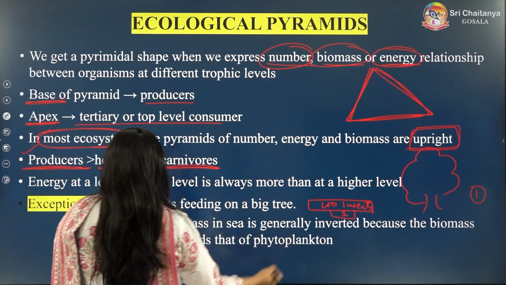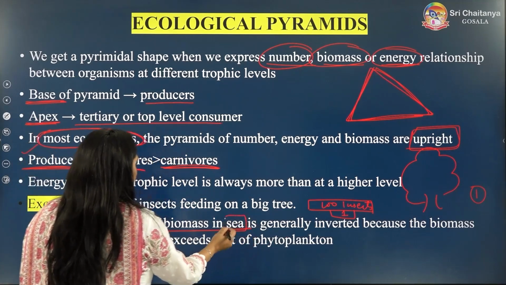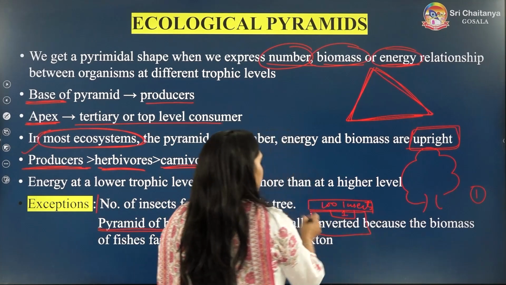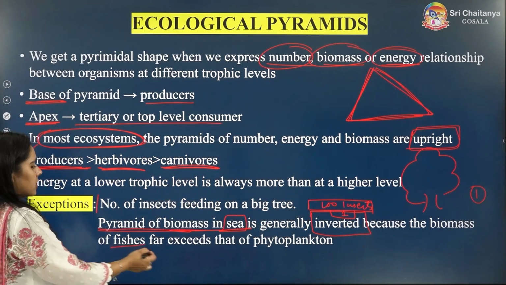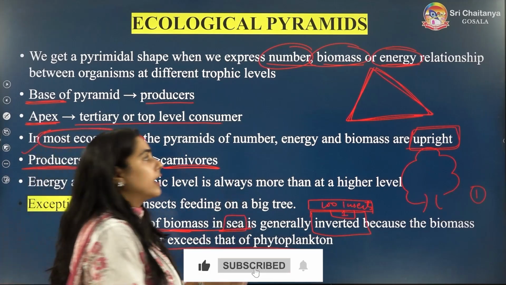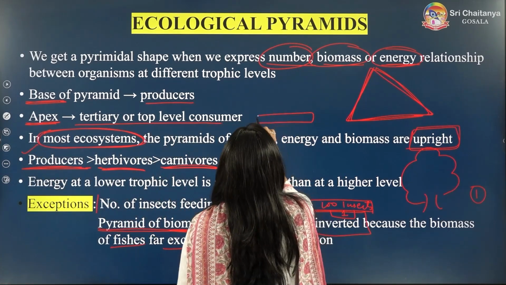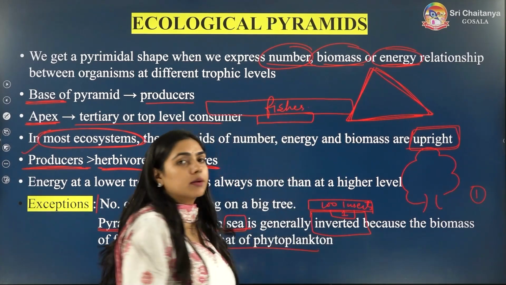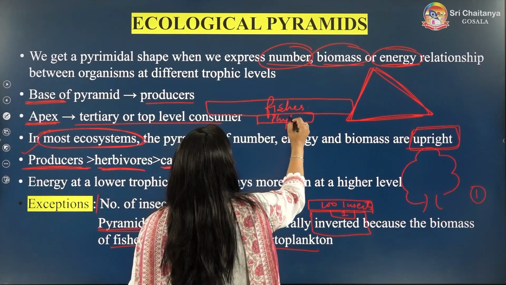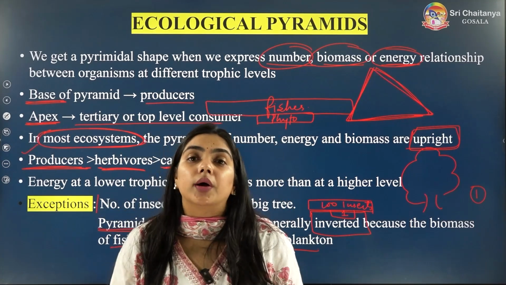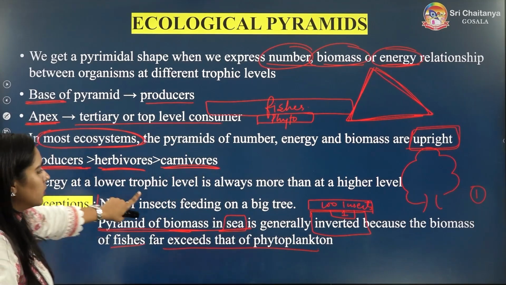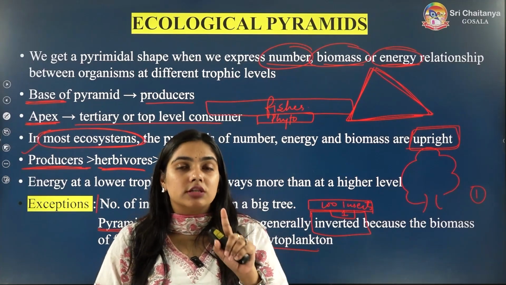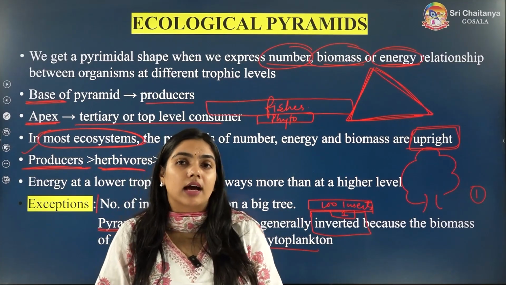Even in the case of the sea, the pyramid of biomass in the sea is also generally inverted. Why? Because the biomass of fishes far exceeds that of the phytoplanktons. Phytoplanktons are less and fishes are more. So it is going to be an inverted pyramid. So exceptions can be there. You have to read the question properly, what is being asked, and then answer. Mostly the pyramids of energy, number and biomass are upright.